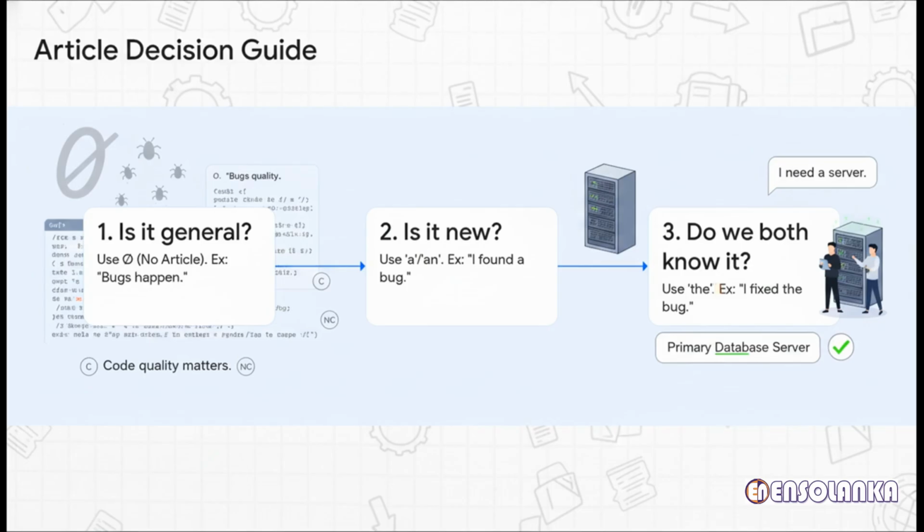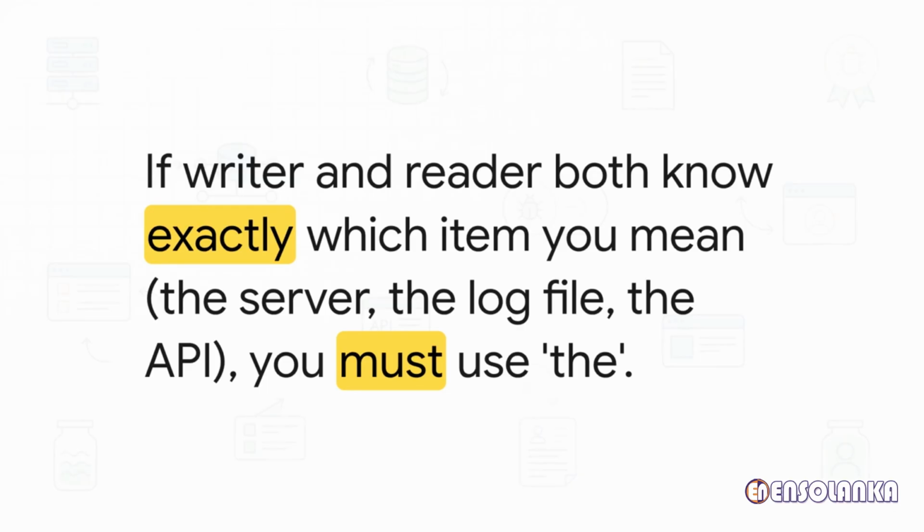And third, the golden rule for teamwork. Do both you and your reader know exactly which one you mean? Then you have to use the. So if you remember only one thing today, make it this. The is the article of shared understanding.